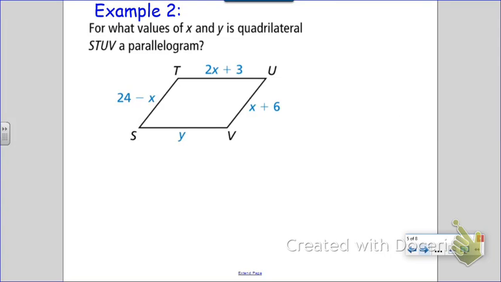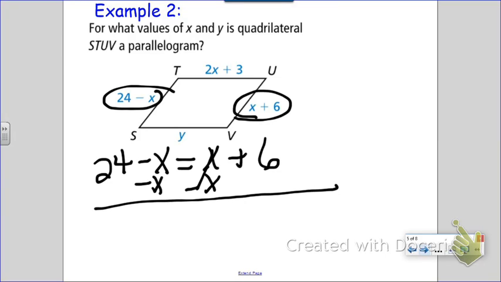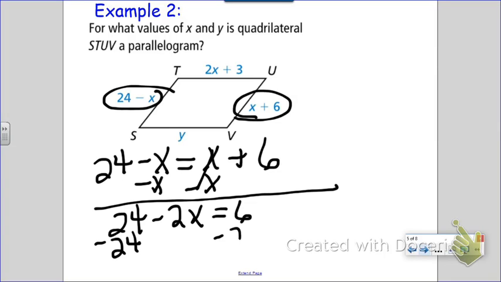In our next example, we're finding the values that make it a parallelogram. This would mean that the opposite sides are congruent. So the first thing we'll do is figure out what x equals by setting up 24 minus x equal to x plus 6 to find x. If we bring the x's to the left side, we have 24 minus 2x equals 6. I'll subtract 24 from both sides.